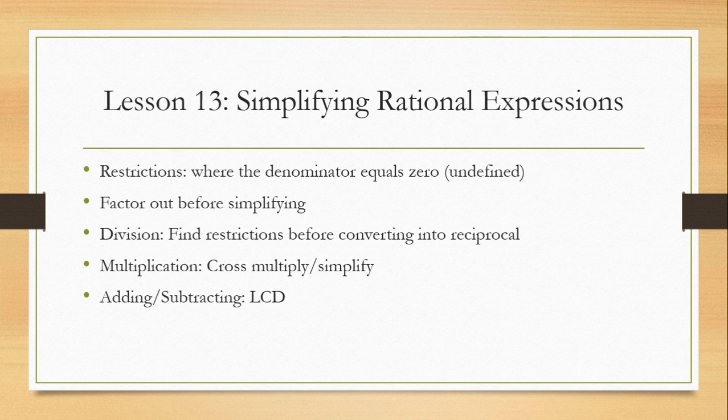And so lesson 13, we're going to be simplifying rational expressions. You first want to find the restrictions, and then you want to factor each individual expression before you actually simplify it. For the division, you want to find the restrictions before you convert the second term into a reciprocal, and then you want to find them afterwards too. For multiplying, you want to cross multiply and then simplify it. So same thing with division, except for the fact that you have restrictions on the reciprocals. And for adding and subtracting, you want to find an LCD before you do that.